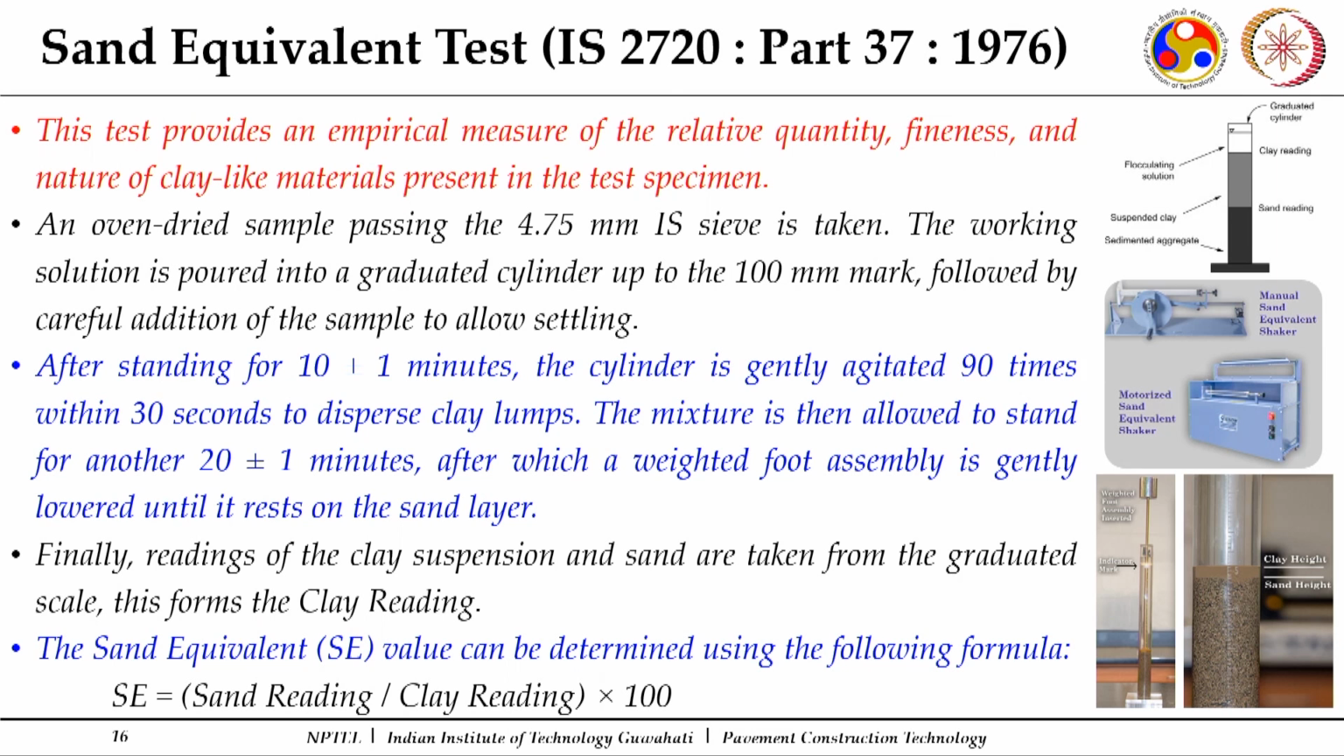Sand equivalent value, as I mentioned, is again to get an idea about how much clay is present here. This test is to be conducted as per IS 2720, and here specifically an oven dried sample is taken, and we prepare a solution which we put in this cylindrical measure, and then your fine aggregate sample is introduced into it. It has to be allowed to settle for a period of time, then you agitate it, then it is again allowed to rest for a period of time, and then finally you see the reading here.